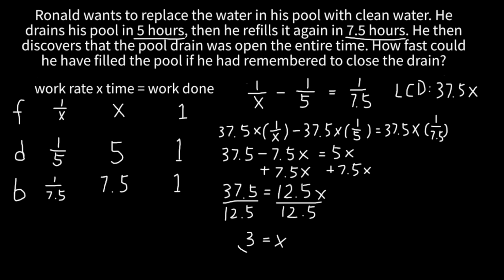So therefore, if we plug this 3 into here, we can see that the work rate of just filling the pool with no drain would be 1 over 3. And that means that it would have taken Ronald 3 hours to fill the pool if he had remembered to close the drain. And that's it for work rate problems.